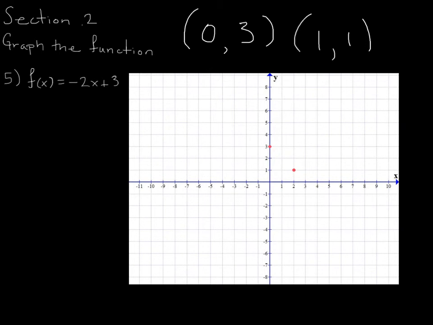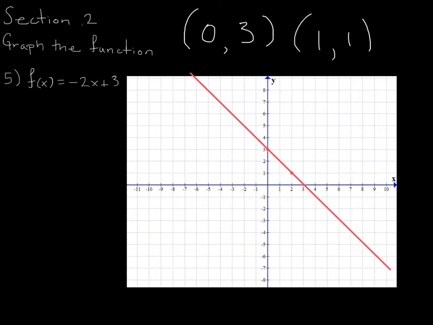Here I have plotted the 2 points on the graph. We have the point (1, 1) and the point (0, 3). Next, all we have to do is draw a line between the two. And now we have the graph of the function.